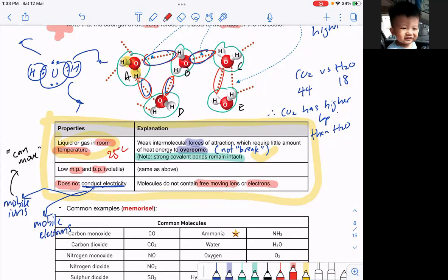Okay? Anything that has free moving ions will conduct. Anything that has free moving electrons also will conduct. Anything that has none, of course, will not conduct. So every time you ask yourself, is something a conductor? Does it have free what? Two things. You have to check yourself. Free moving ions or free moving.